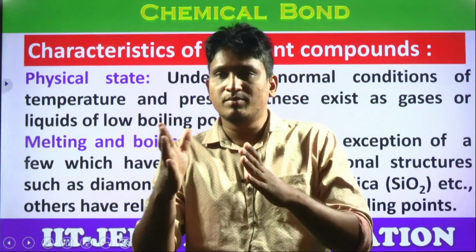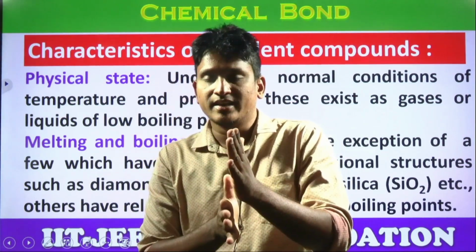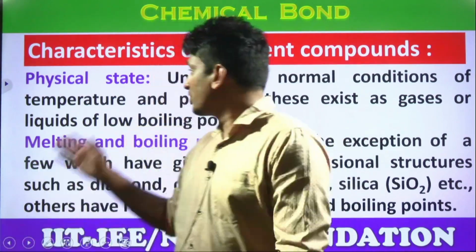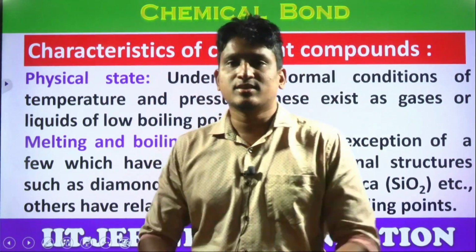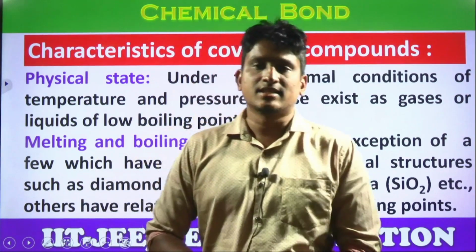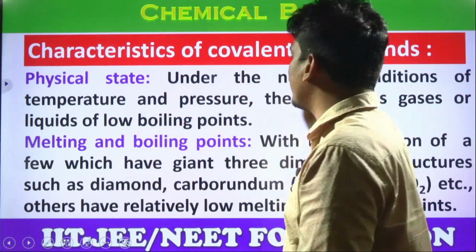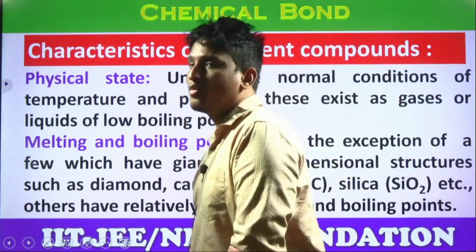They are also brittle because when layers of the same ions are overlapped, they will break easily. Now when it comes to the physical state of covalent compounds, do they exist as solids, liquids or gases? Most of the covalent compounds exist as liquids and gases, students. Under normal conditions of temperature and pressure, they exist as gases or liquids of low boiling points.